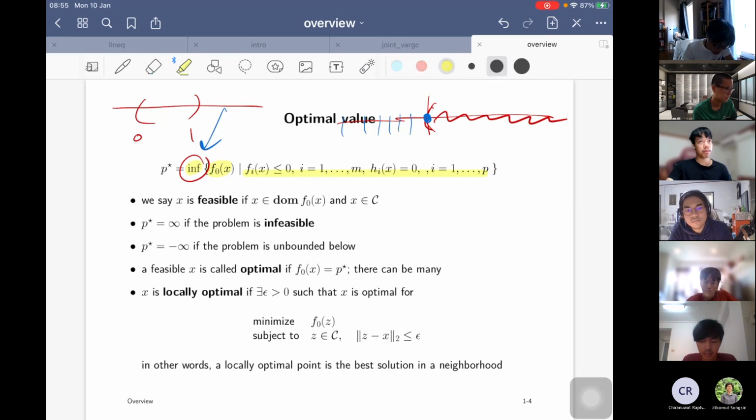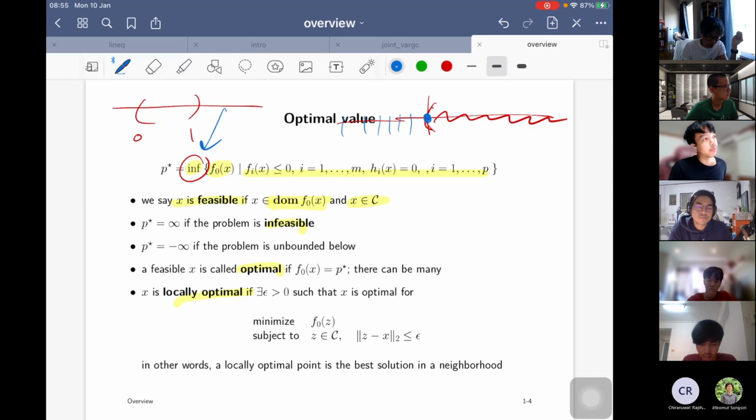There are some terms here that I'm going to explain. We say that a point x that belongs to the domain of the objective function and satisfies the constraint set is feasible. A feasible point means that x can be a candidate to compare with the objective values.